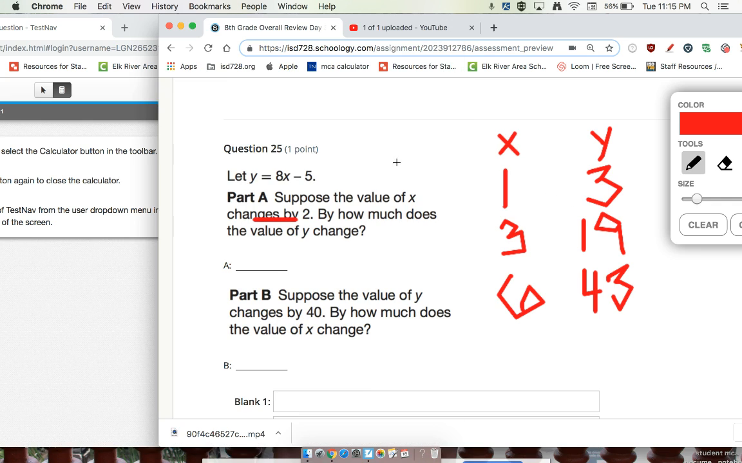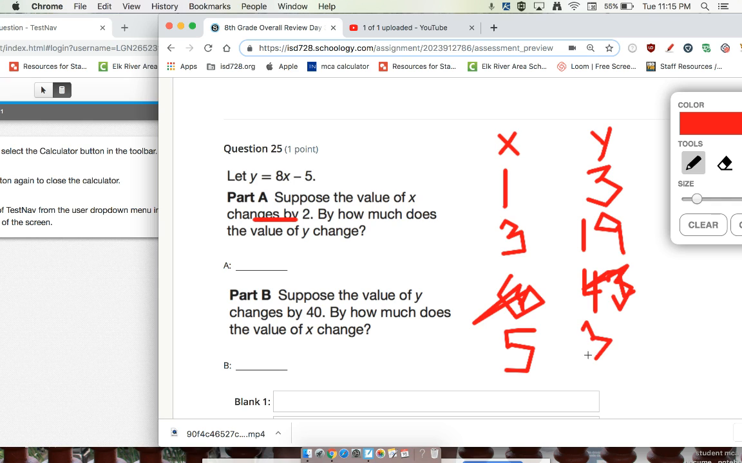That doesn't make any sense. Oh, because I messed up. Silly me. This should be 5. I'm going to redo this, because I was supposed to change by 2 and I changed by 3. Oopsies. Okay, so if it's 5, it would be 8 times 5 is 40. Take away 5 is 35.